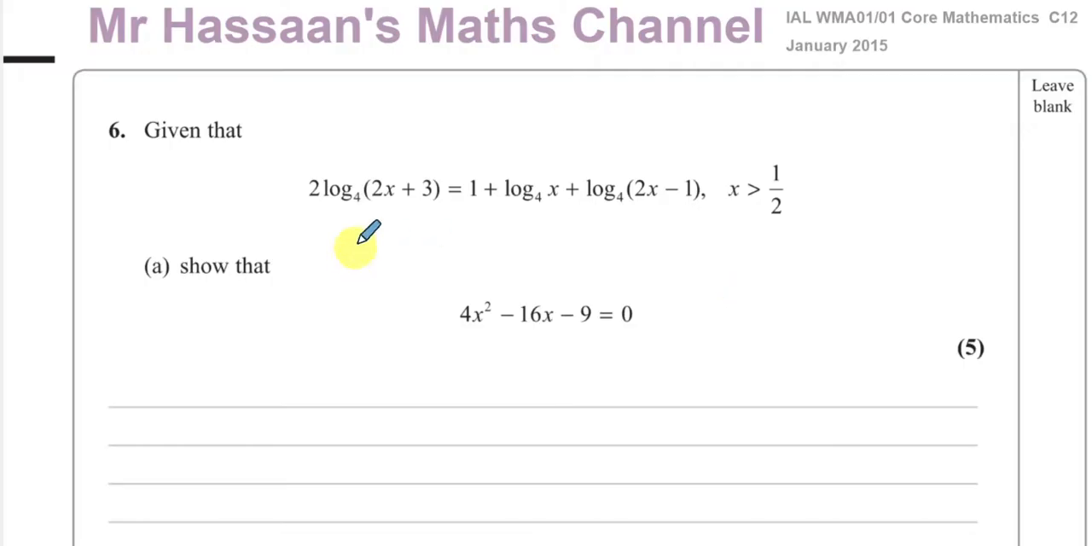So here they've told us that given that 2 times the log to the base 4 of 2x plus 3 equals 1 plus log to the base 4 of x plus log to the base 4 of 2x minus 1, x is greater than a half, we've got to show that this leads to the equation 4x squared minus 16x minus 9 equals 0. All right, now, first of all, what is a logarithm?